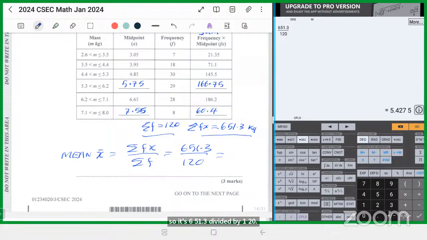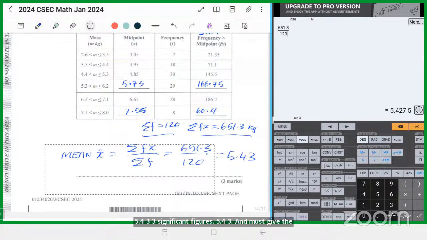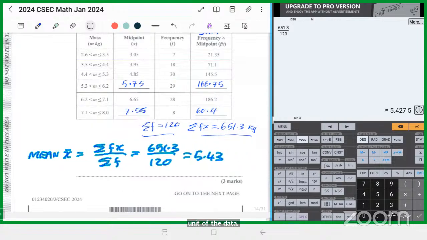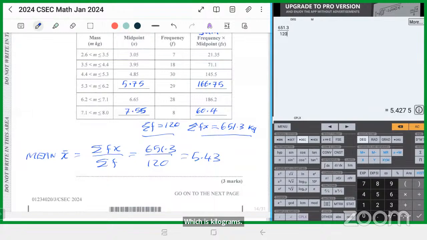Put it to three significant figures. 5.43. I must give the unit of the data, which is kilograms. All right, don't just put 5.43. It's actually a unit of the data, 5.43 kilograms. Make sure you put the kilograms. All right, so far so good.